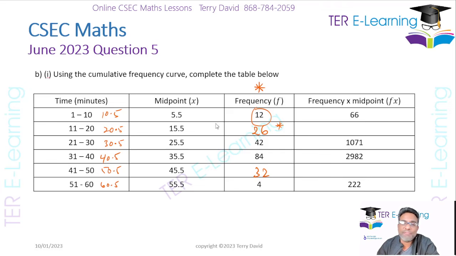Now, we have midpoint, we have frequency, and all we're doing in this column here is multiplying midpoint by frequency, right? So 15.5 multiplied by 26, I'm going to get 403. And then the last one is going to be 45.5 multiplied by 32, and you're going to get 1456, right? So that's it to complete our table.